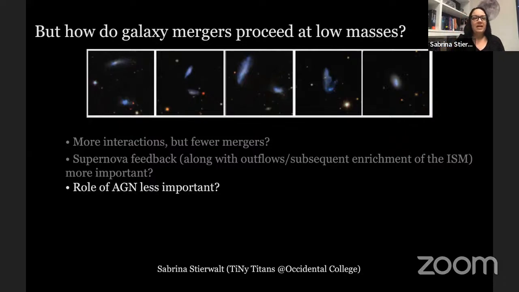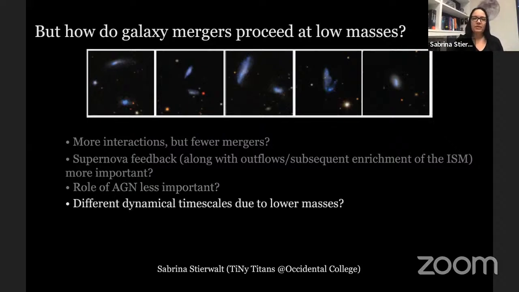We know that AGN are ubiquitous, that we find them in all massive galaxies. But we have a little more trouble finding them in dwarf galaxies. This is a fast changing field, so we're getting better at looking for them, but they still are not quite as common as in massive galaxies. And so maybe the role of AGN in this merging activity is less important.